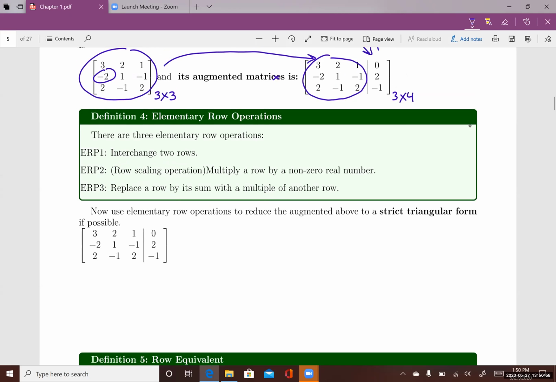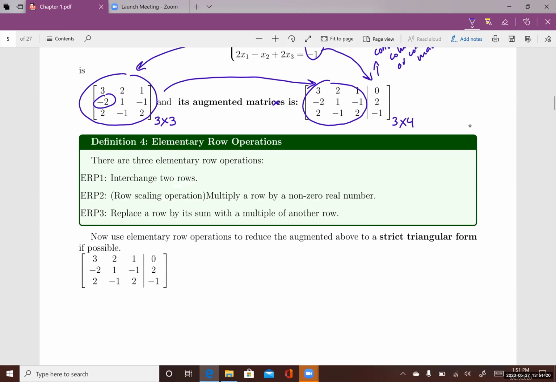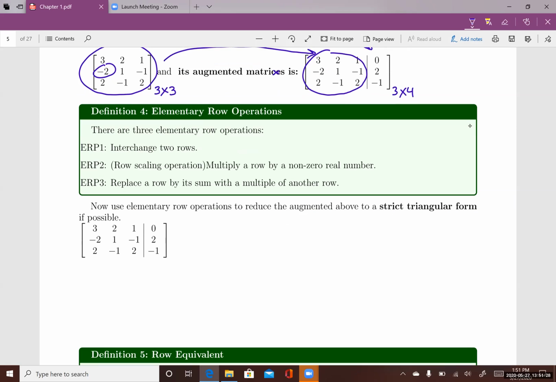All right. As you can see, we know there are 3 operations on a linear system of equations to obtain an equivalent system, right? And those operations correspond to these elementary row operations when you use matrices. So the first elementary row operation is to interchange 2 rows. If you interchange the order of 2 rows of a matrix, you obtain a new matrix that is equivalent to the previous matrix.